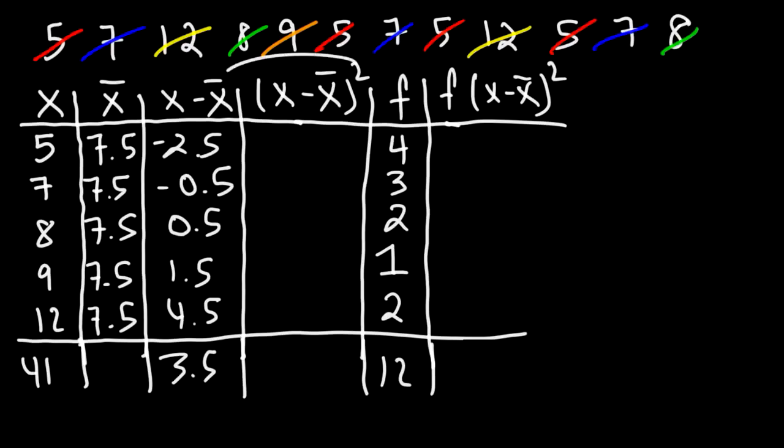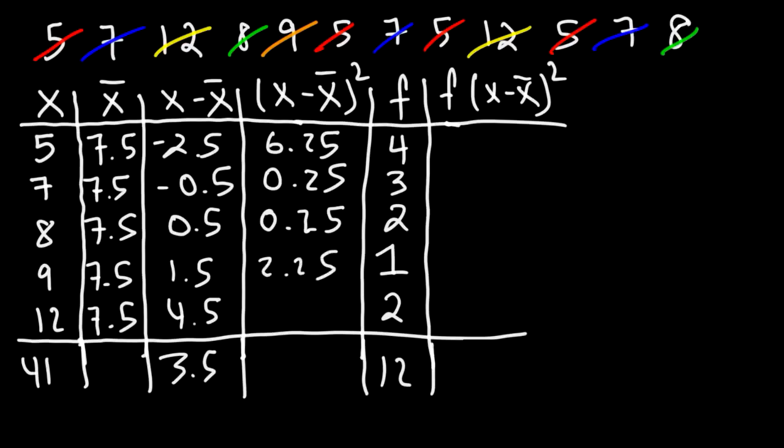So now let's calculate the square of the deviations. Negative 2.5 squared, that's going to be positive 6.25. 0.5 squared is going to be 0.25. And then 1.5 squared is 2.25. And 4.5 squared, that's going to be 20.25.